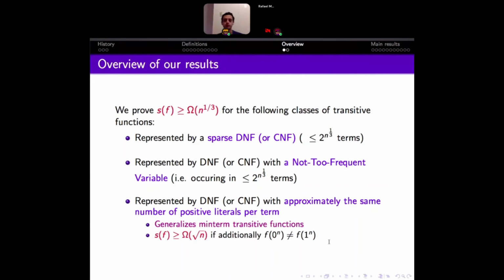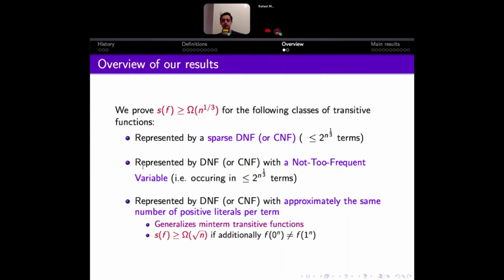So now we go over an overview of our results. First we answer question 1 that we just stated. That is, we prove that sensitivity is at least n to the 1/3 for some special classes of transitive functions. In particular, we prove this for the class of transitive functions that can be represented by a sparse DNF or CNF, which means that they have few enough terms.